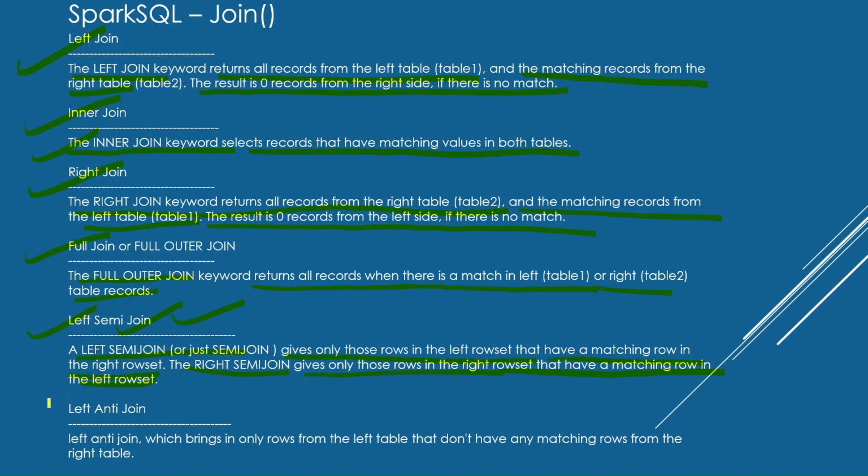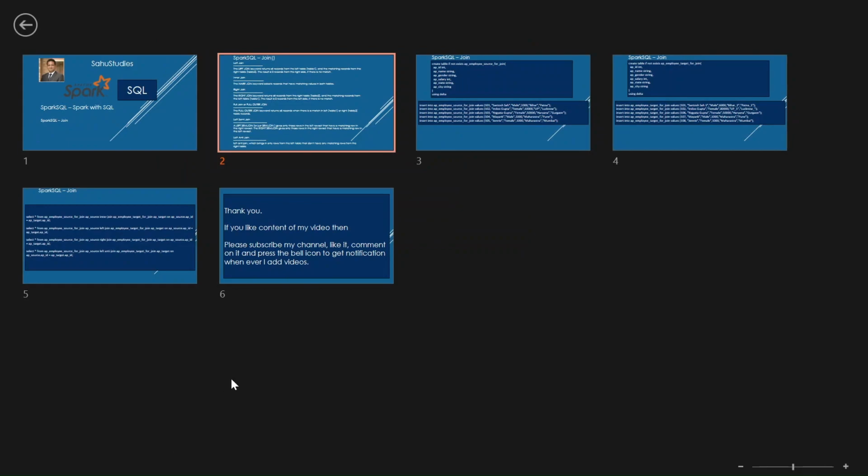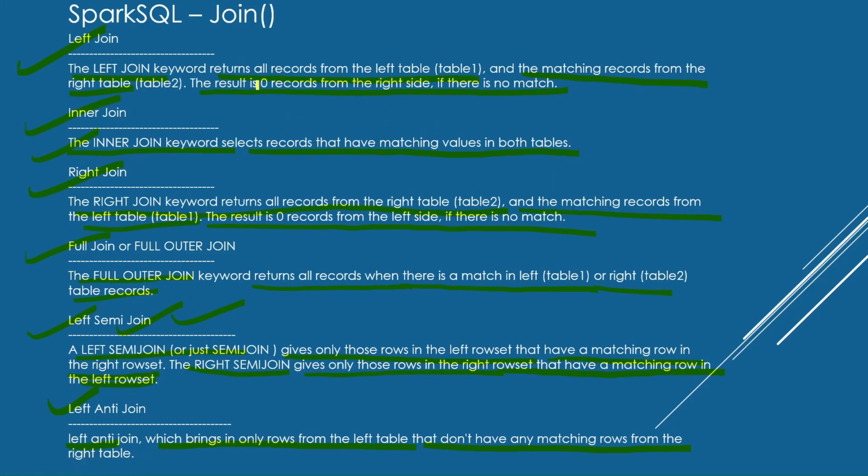And what is the left anti join? Left anti will give only the rows from the left table that don't have matching rows in the right table. So what does it mean? It means that whenever we are joining two tables and the type of join is left anti, it will give the records from the left table only, those records which are not present in the right table.